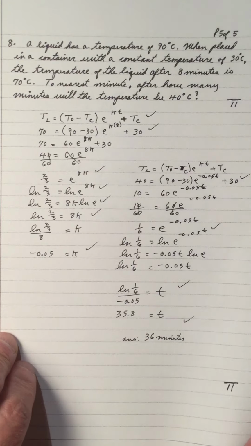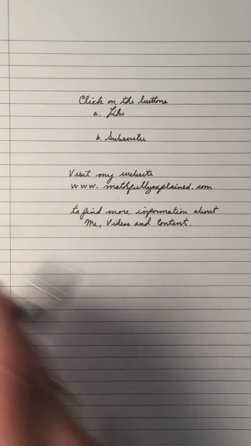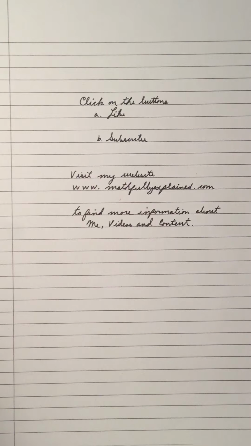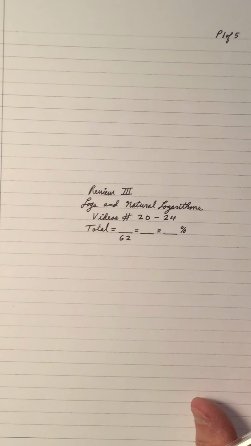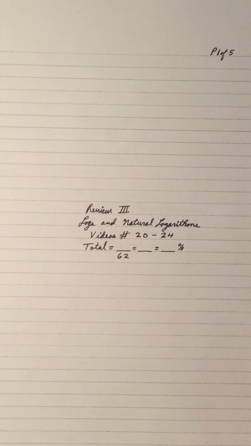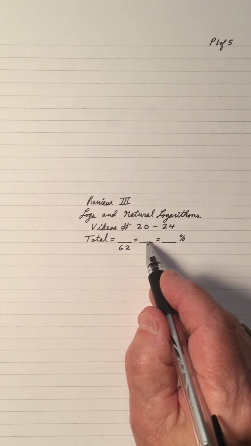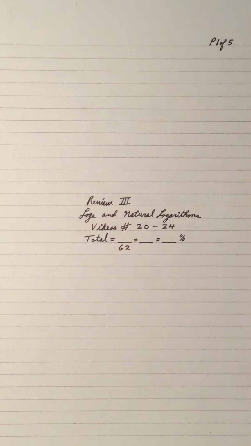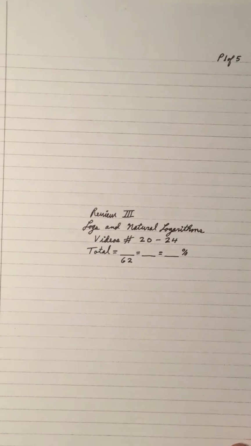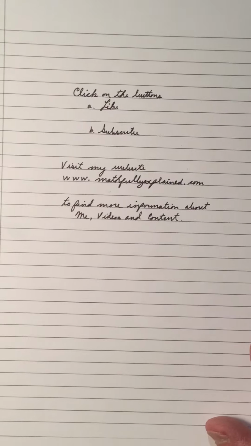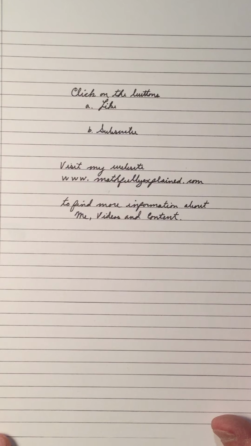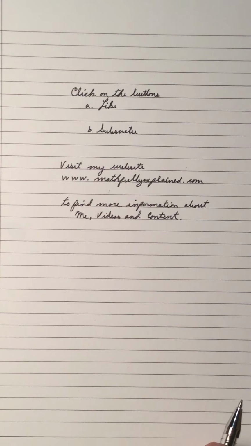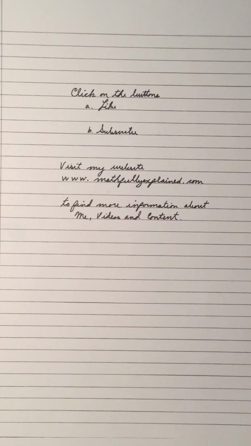So what you do now is total all the pages. When you have all the pages totaled up, go back to the first sheet, put your score over 62, convert it to a decimal, and change it to percent, and hopefully everything is going well and you did okay on this review. So this is the last video on the logs and natural logs.